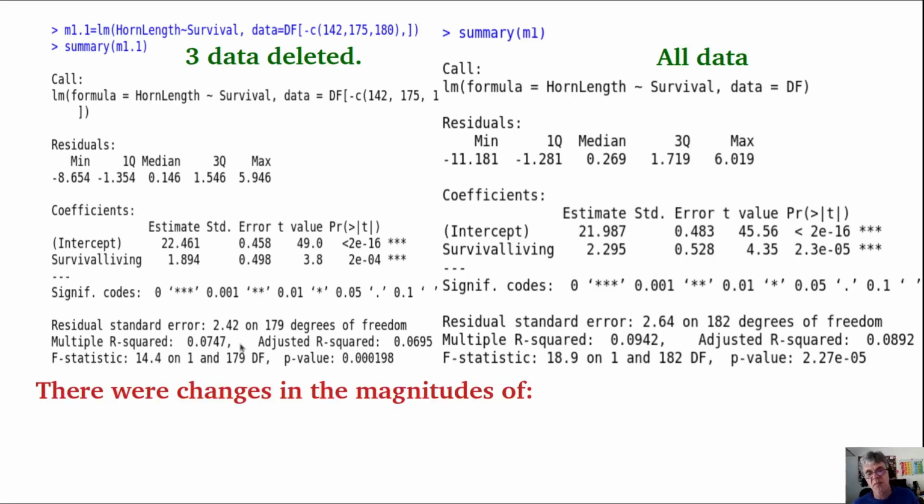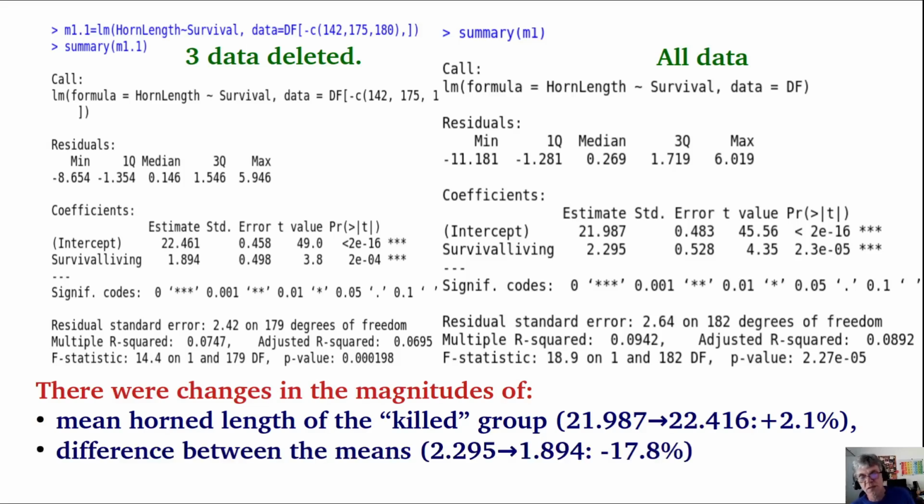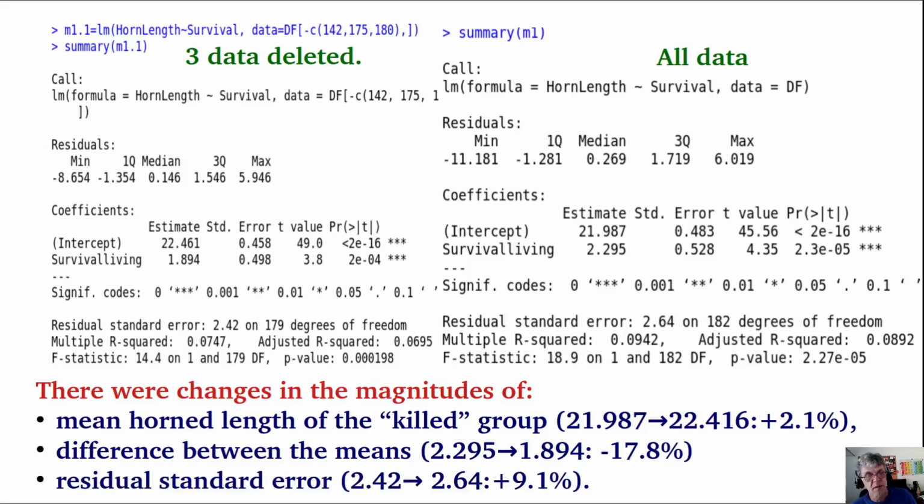So there were changes in the magnitudes of the mean of the horn length for the kill group that showed a difference of 2.1%, and the difference of the magnitude of the difference between the means, the alpha, the differential of the means, which had a difference of minus 17.8%. The residual standard error also changed, and that change expressed as a percentage is plus 9.1%.